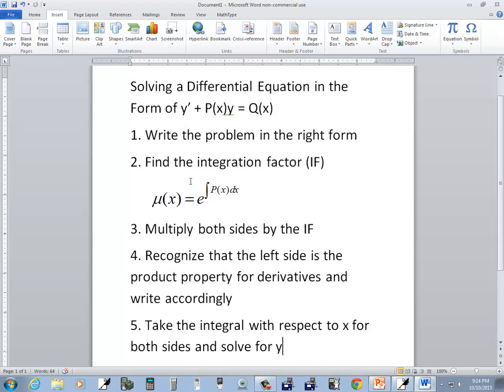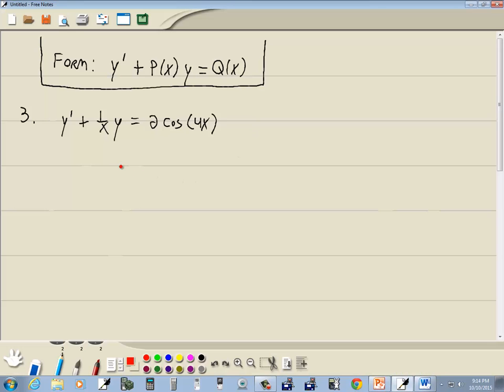Step 1. Write the problem in the right form. Well, we have to have y prime by itself with nothing in front of it, so that's fine. The y part should be over here with something in front of it, and then everything else should be over here. So that's in the right form. Keep in mind the 1 over x is our p of x.